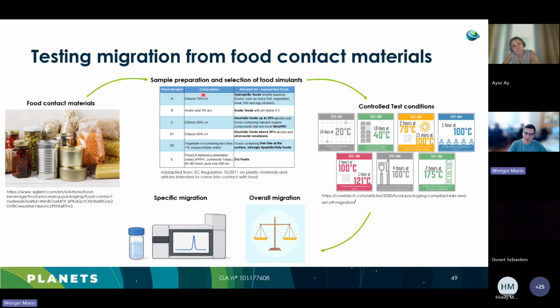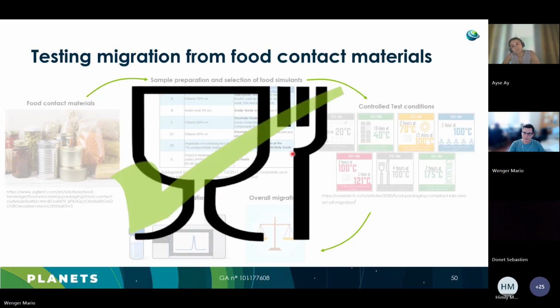And as I said, depending on the food, food simulant A would be ethanol, for example, which would be for hydrophilic foods, such as many fruits, vegetables, meat, and egg products, and B, for example, acetic acid. So if you have, for example, fruit juice in a plastic bottle, you want to mimic this, and then you would go for that food simulant and test with those test conditions. And if you are under a certain limit for the migration, then this is certified as safe for food product use or for food packaging.